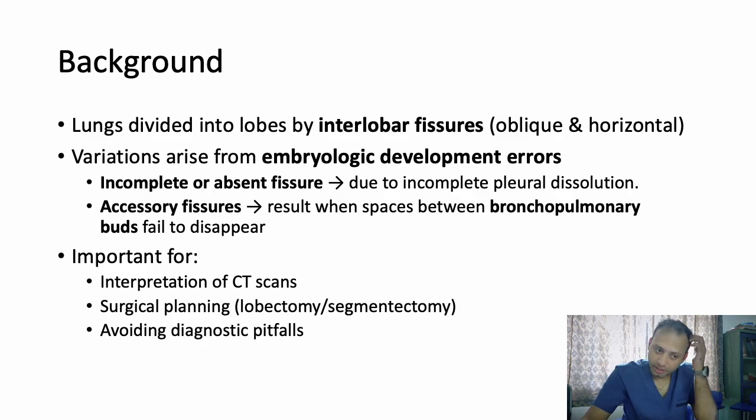The introduction section describes well the lung anatomy and the fissures. The lung lobes are divided by interlobar fissures, that is oblique and horizontal on the right side and oblique only on the left side. The variations arise from the embryologic development itself. Incomplete or absent fissures are due to incomplete pleural dissolution during the development phase, and accessory fissures are because spaces between bronchopulmonary buds fail to disappear. These are important for interpretation of CT scans, surgical planning, especially in lobectomy and segmentectomy, and for avoiding diagnostic pitfalls as well.